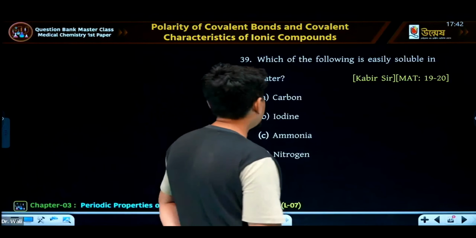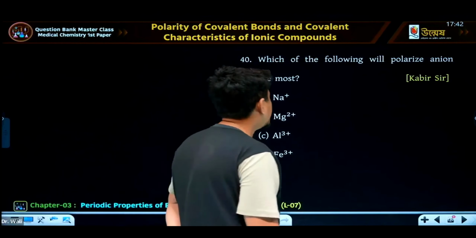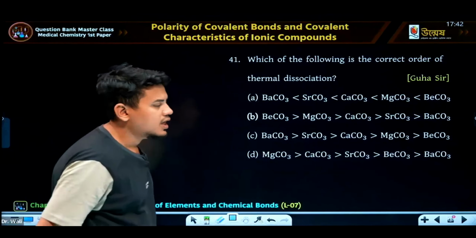Which of the following is easily soluble in water? Easily soluble in water would be ammonia because of its hydrogen bonding capability. Which of the following will polarize anion the most? It will be D. Which of the following is the correct order of thermal dissociation?